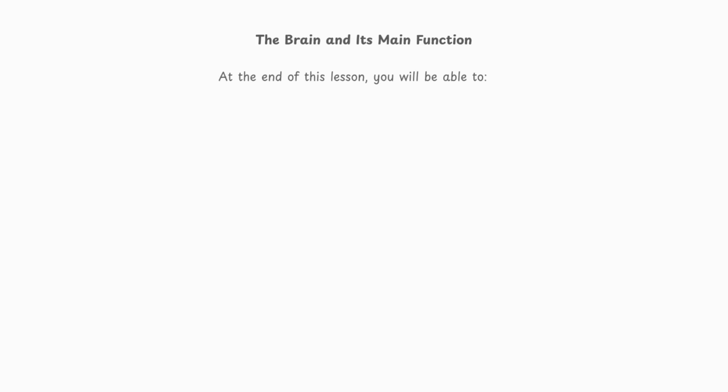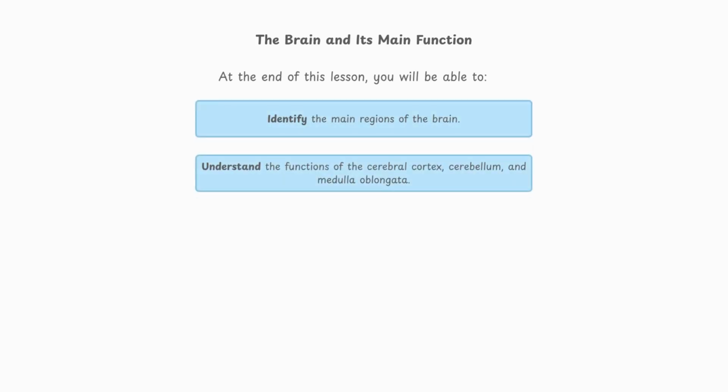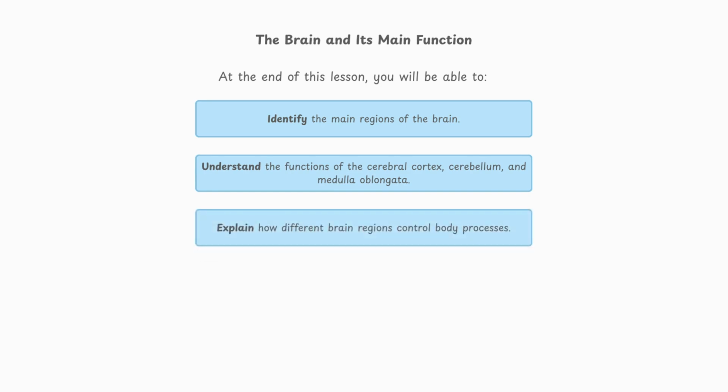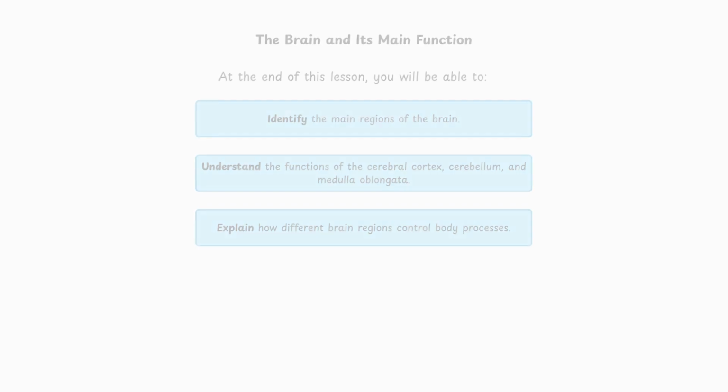Hello and welcome to this lesson of the brain and its main function. By the time you finish this video, you should be able to identify the main regions of the brain, understand the functions of the cerebral cortex, cerebellum, and medulla oblongata, and explain how different brain regions control body processes.